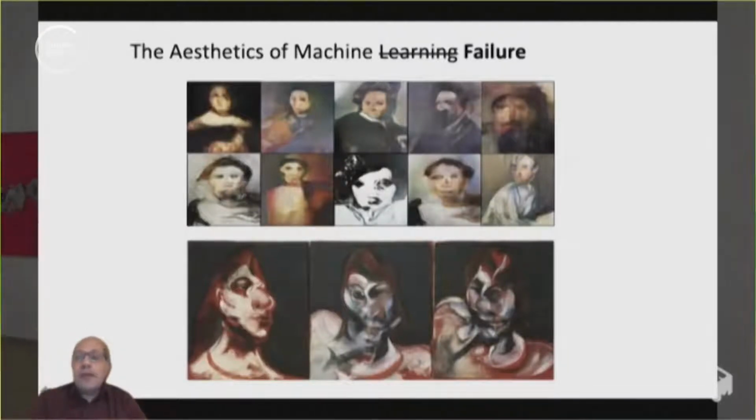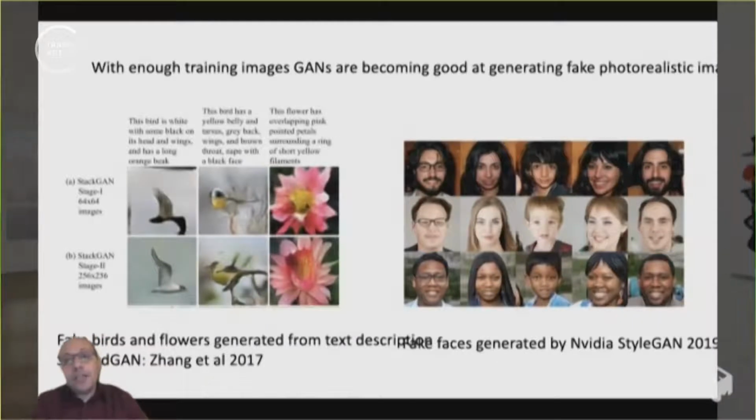In some sense, it reminds us of Francis Bacon's famous deformed portraits, with a fundamental difference: Francis Bacon had the intention of making them this way, while the machine actually just failed to achieve the target, and from that failure came the aesthetics. But AI has evolved a lot, and this kind of GAN model has evolved a lot to make photorealistic photos, fake faces like that, or fake flowers, fake birds. You can even enter text and it gives you an image for this text.